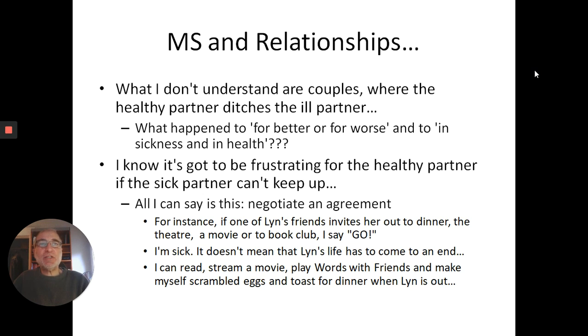What I don't understand are couples where a healthy partner ditches the ill partner. And what happened to for better or worse? Or what happened to in sickness and in health? Your partner's sick. I know it's frustrating. One woman who had MS said, my husband said, I didn't sign up for this. Well, guess what? Neither did your wife. I know it can be frustrating.